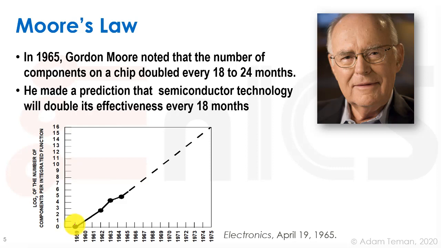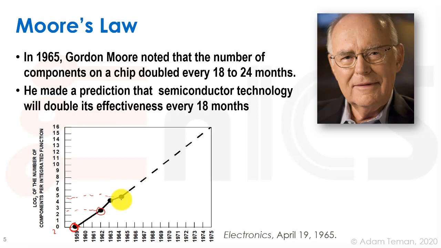So if you look over here, here's where the integrated circuit was invented, and you had something like 2 to the power of 0, so about one device on an integrated circuit. A few years later you had about 8 devices or so, and it got to the point where in 1965, when he put this out, you had about 32 or 64 devices that you could fit on an integrated circuit.